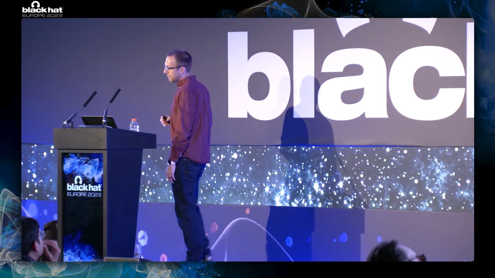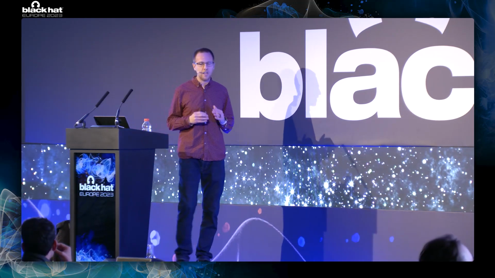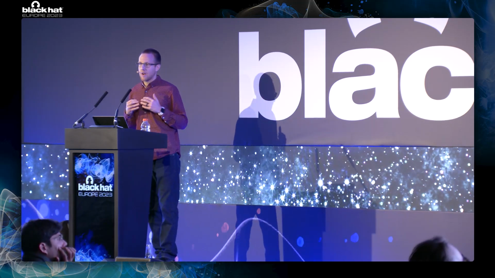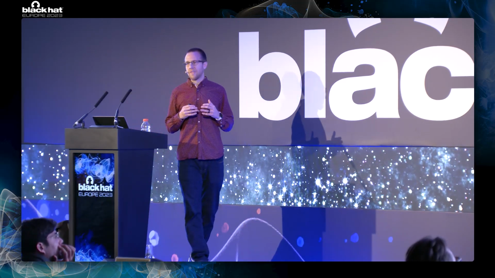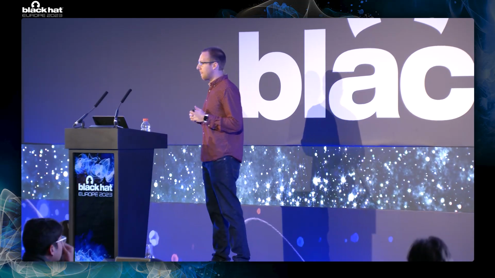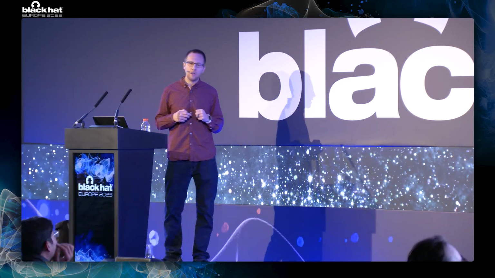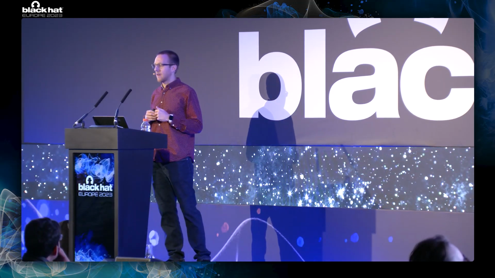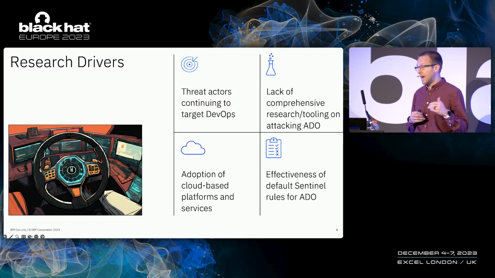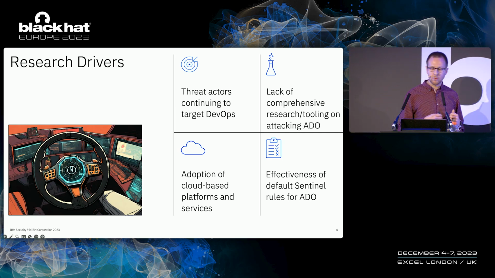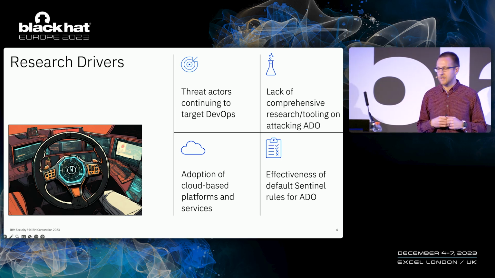So how did this research come about, and what were the drivers? First off, threat actors are continuing to target DevOps systems and personnel. They're doing this to conduct software supply chain attacks, source code theft, and to facilitate data exfiltration. 2020 was the big one, the SolarWinds software supply chain attack. Last year, the Lapsus group compromised Microsoft's internal Azure DevOps system to conduct source code theft. And then late last year, early this year, you had DevOps engineers that were targeted and compromised at both CircleCI and LastPass to facilitate data exfiltration.